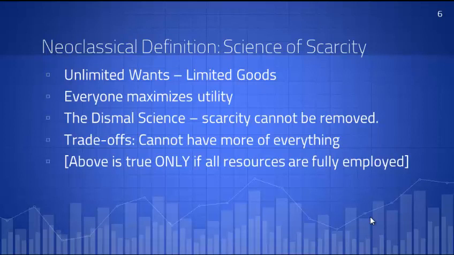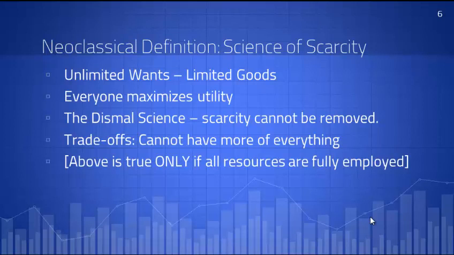So again, according to neoclassical theory, what is economics? Economics is the science of scarcity. There are unlimited wants, but there are limited goods. Everyone wants to fulfill all their desires, and that's why scarcity cannot be removed, because there are just too many wants and too few goods. And so there are trade-offs. If you give something to somebody, then the other person cannot have it. You cannot have more of everything.